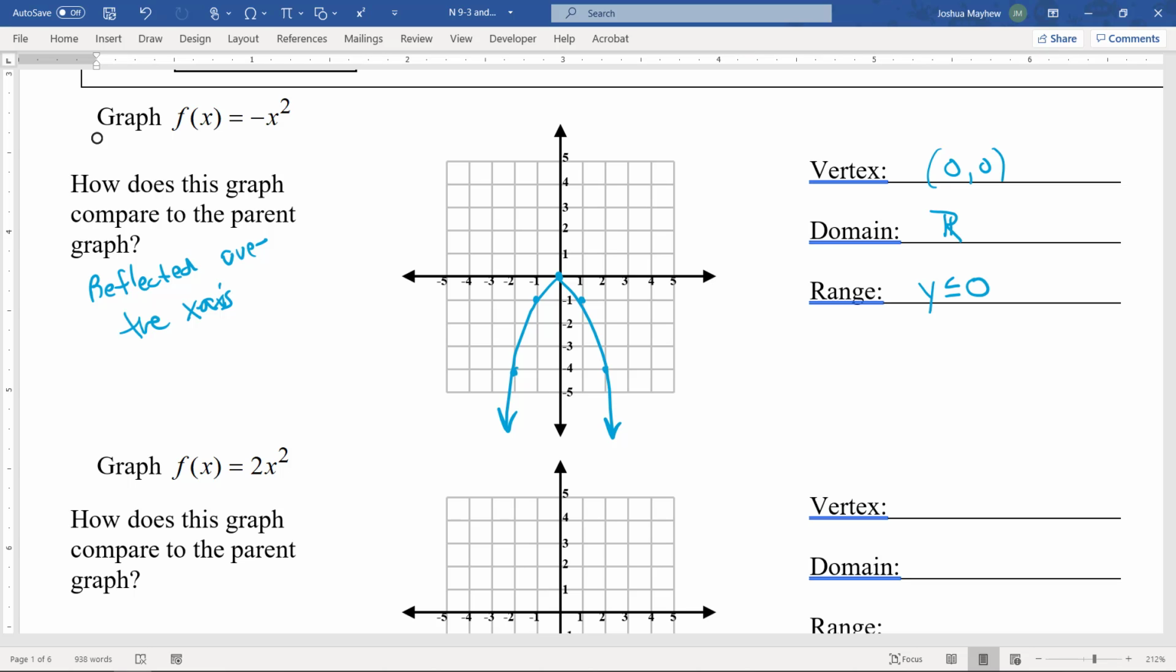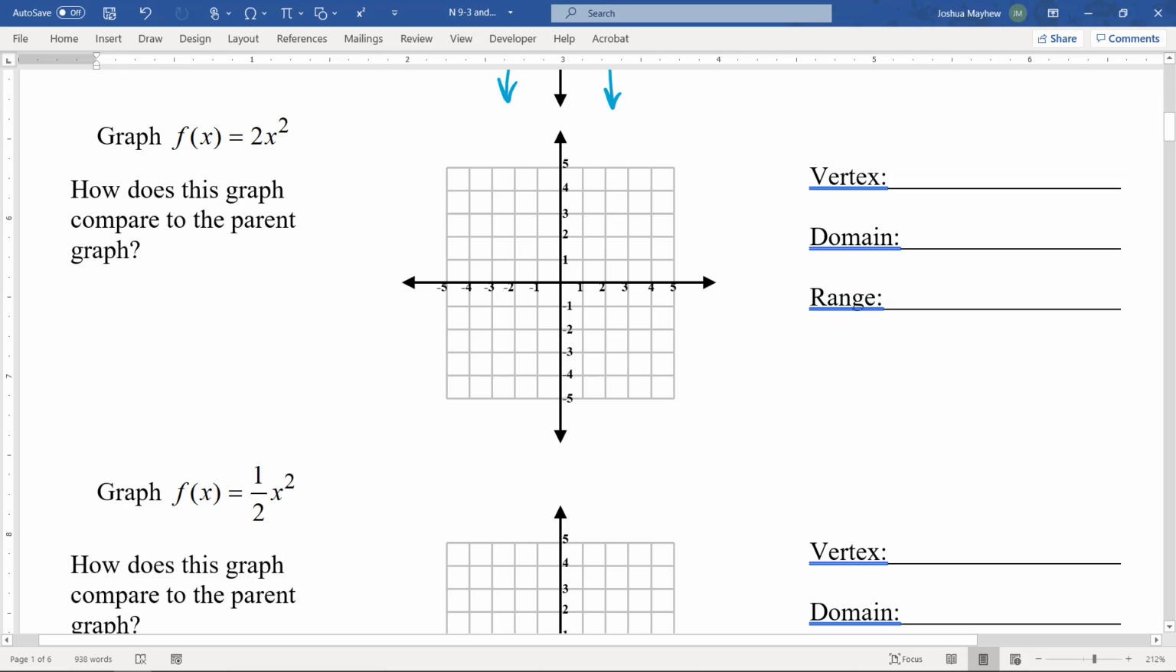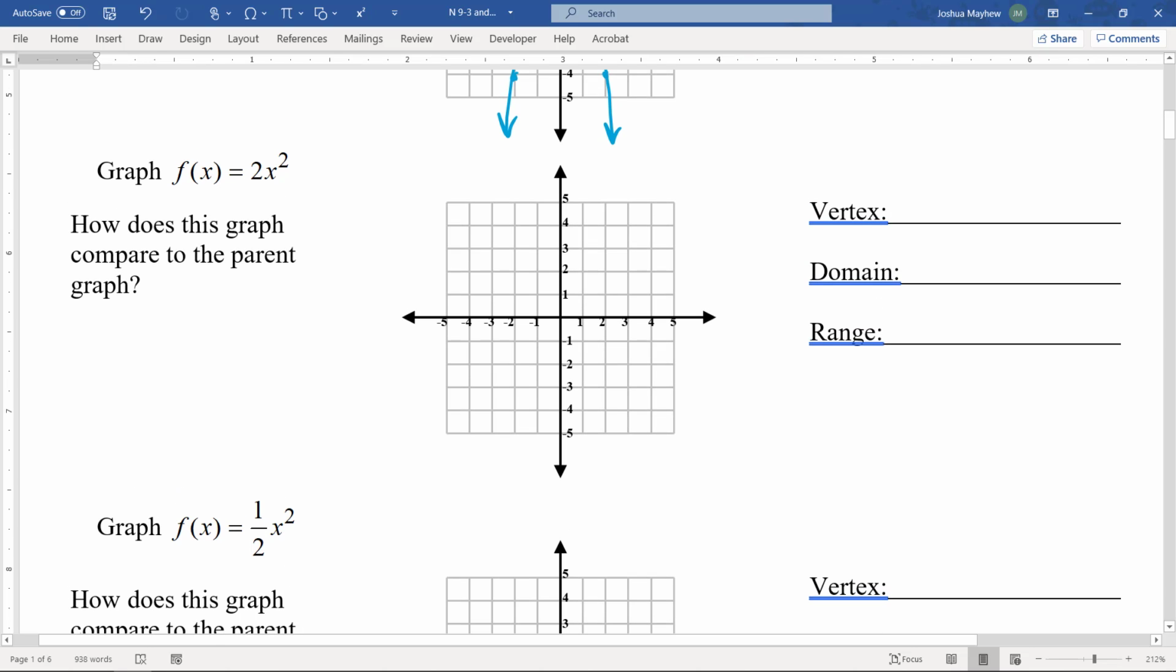Remember, since this is a video, at any time you can pause it and rewind it. Next one, f of x equals 2x squared. Okay, 2x squared. So it is going to get skinnier. Okay, it's going to get skinnier. So remember, get these points from your calculator, or you can always just plug in the points.